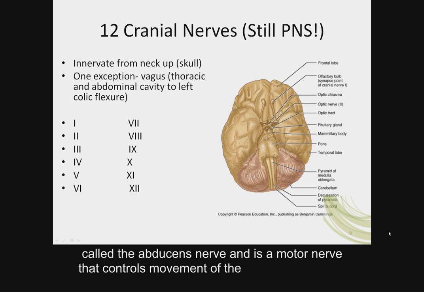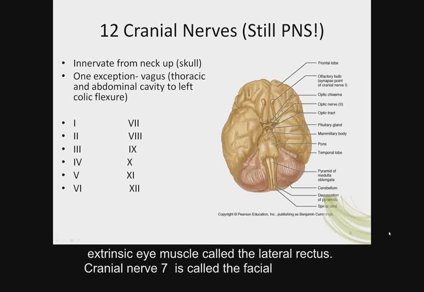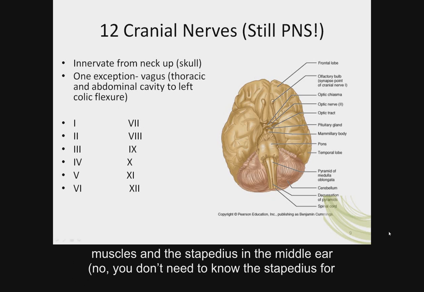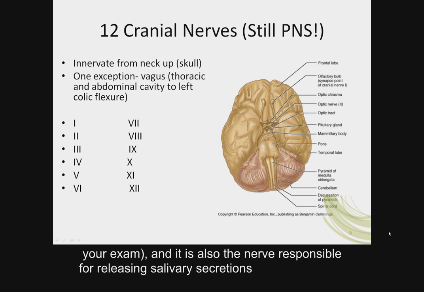Cranial nerve 6 is called the abducens nerve and is a motor nerve that controls movement of the extrinsic eye muscle called the lateral rectus. Cranial nerve 7 is called the facial nerve and is also mixed. Sensory for taste, motor for controlling your facial muscles, and the stapedius in the middle ear. No, you don't need to know the stapedius for your exam.